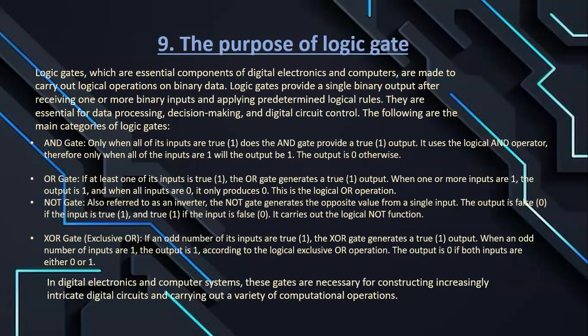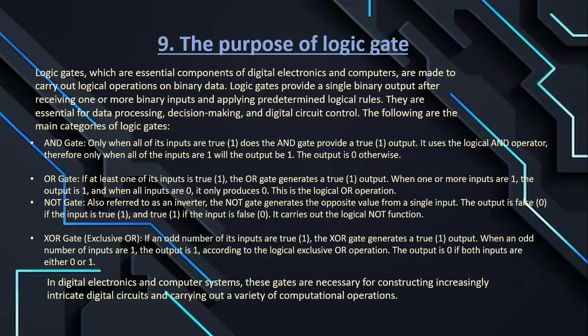NOT gate, also referred to as an inverter, the NOT gate generates the opposite value from a single input. If the input is false, 0, the output is true, 1. If the input is true, 1, the output is false, 0. It carries out the logical NOT function.